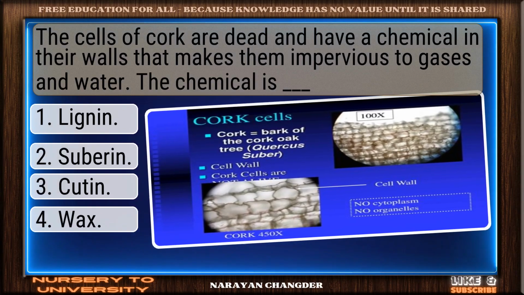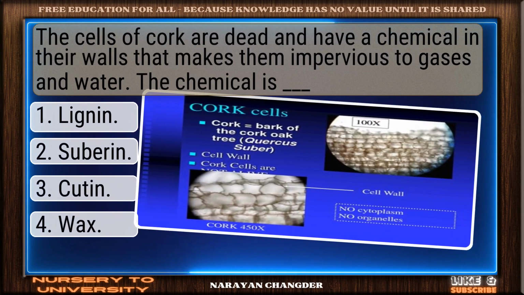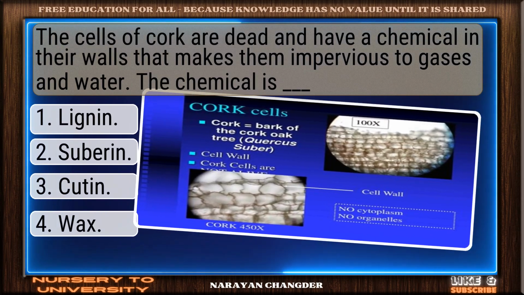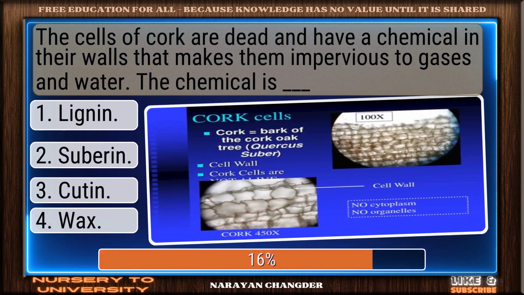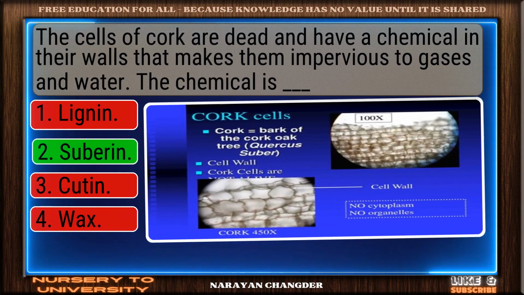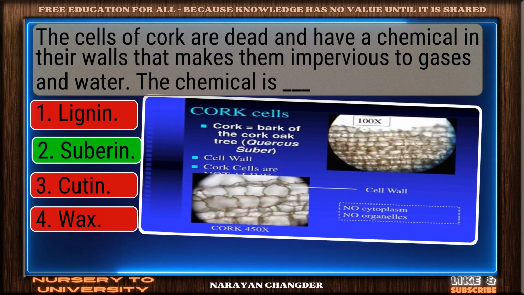Question number 15. The cells of cork are dead and have a chemical in their walls that makes them impervious to gases and water. The chemical is dash. Good job. Your answer, suberin, works well here.